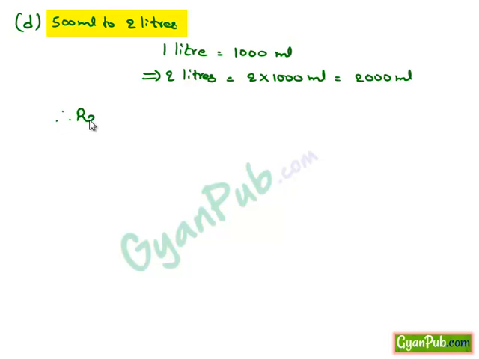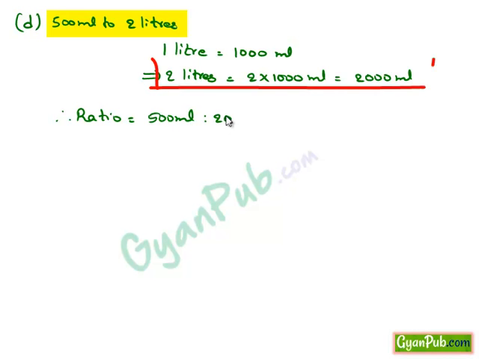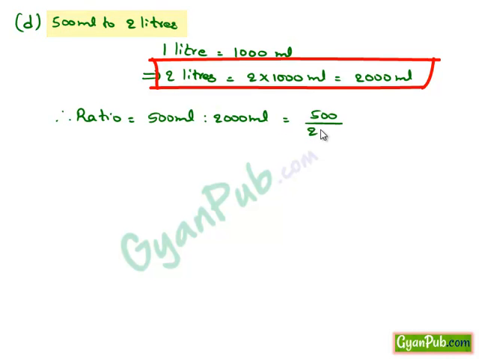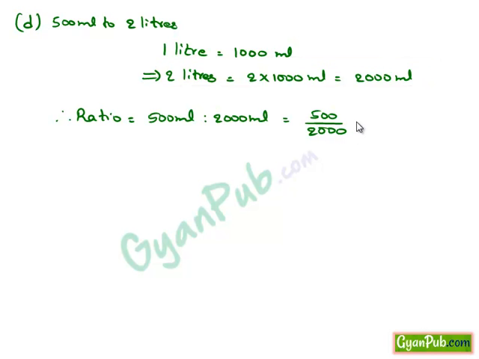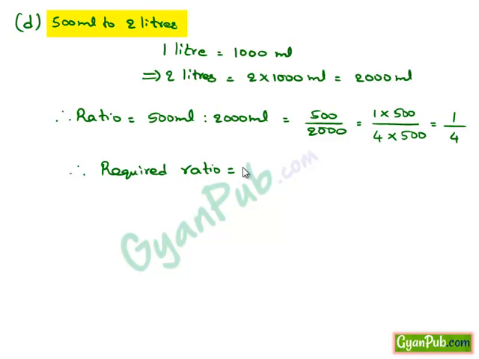Therefore, ratio is equal to 500 ml is to 2000 ml, which can be written as 500 upon 2000. This is equal to 500 can be written as 1 times 500, 2000 can be written as 4 times 500, which gives 1 upon 4, as 500 in the numerator and 500 in the denominator get cancelled. Therefore, required ratio is equal to 1:4.